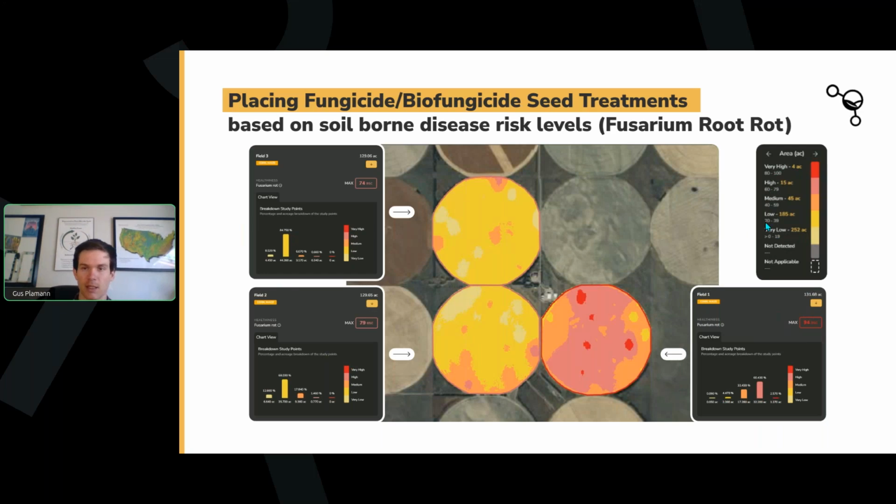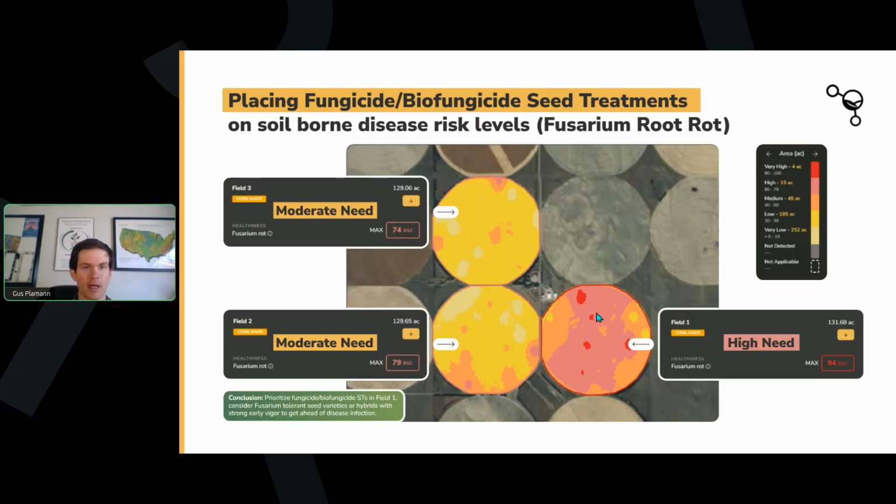So that's the 20 to 39 percentile range when reflected back on the BioMaker's database. So there's definitely some fusarium present, a couple spots along the edges that are showing a little bit higher in the medium to high ranges. But really, field 1 is the field to prioritize those, any fungicide or biofungicide products.